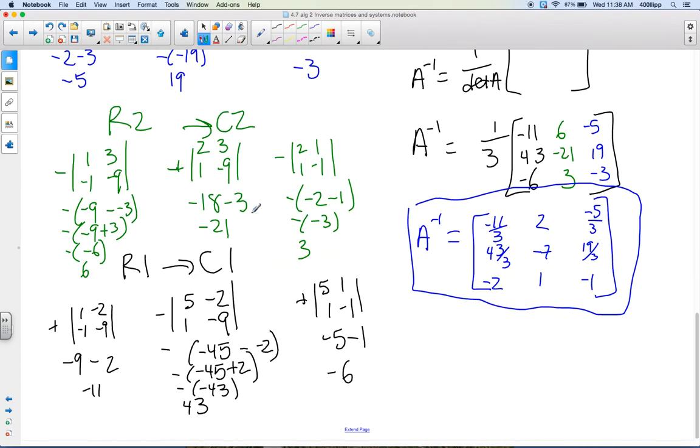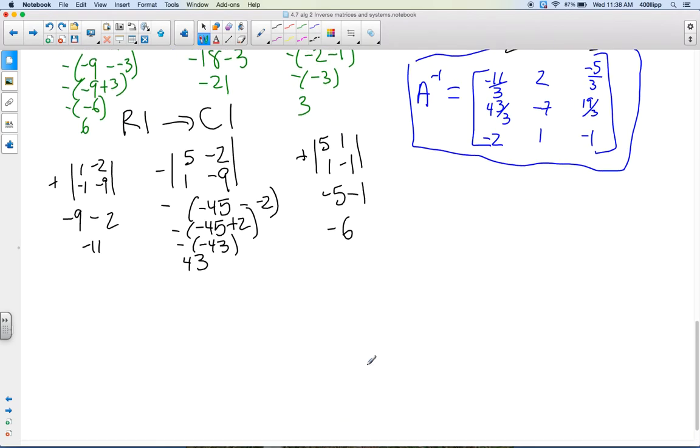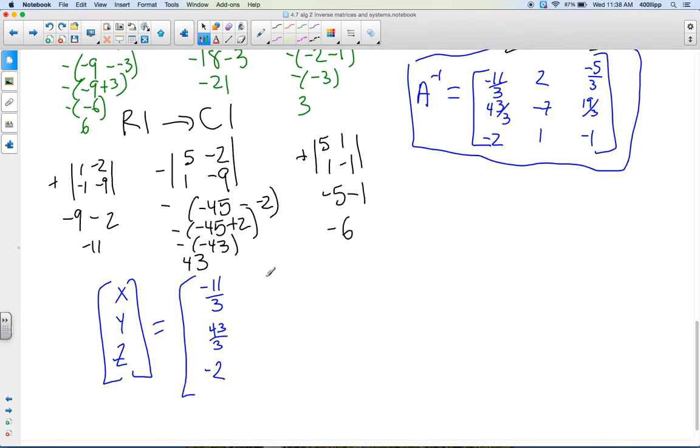Okay, so here we go. This is the last part here. So we're going to take that and we're going to rewrite it. So this is finding x, y, z. All right, so here we go. We have -11 over 3, 43 over 3, -2. We have 2, -7, 1, -5 over 3, 19 over 3, and -1. And we're multiplying that by the constant matrix, which was 1, 8, 5.